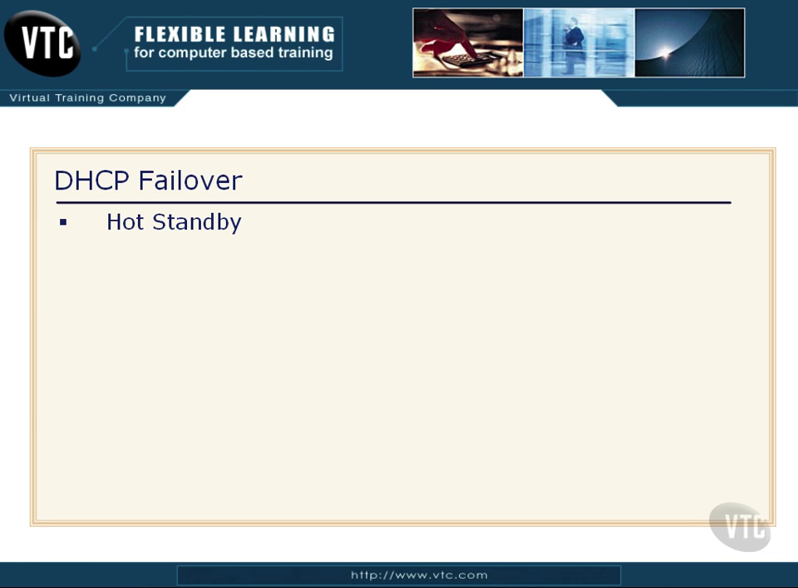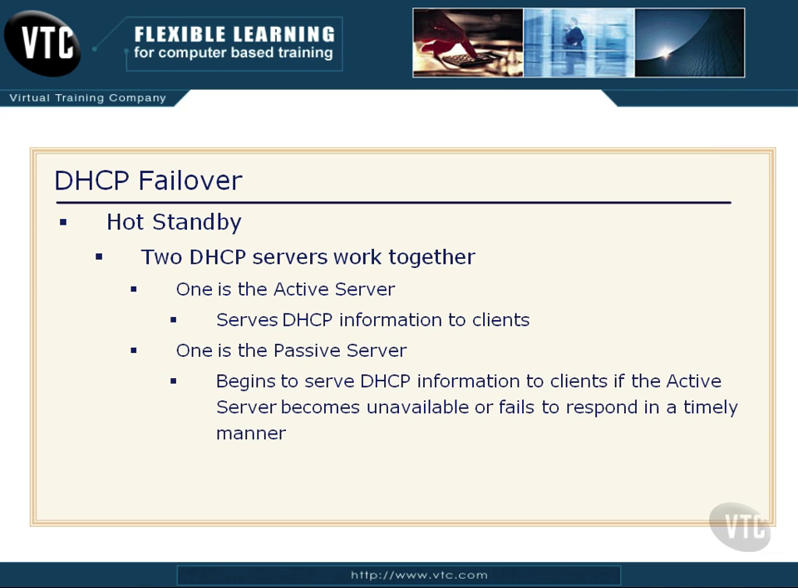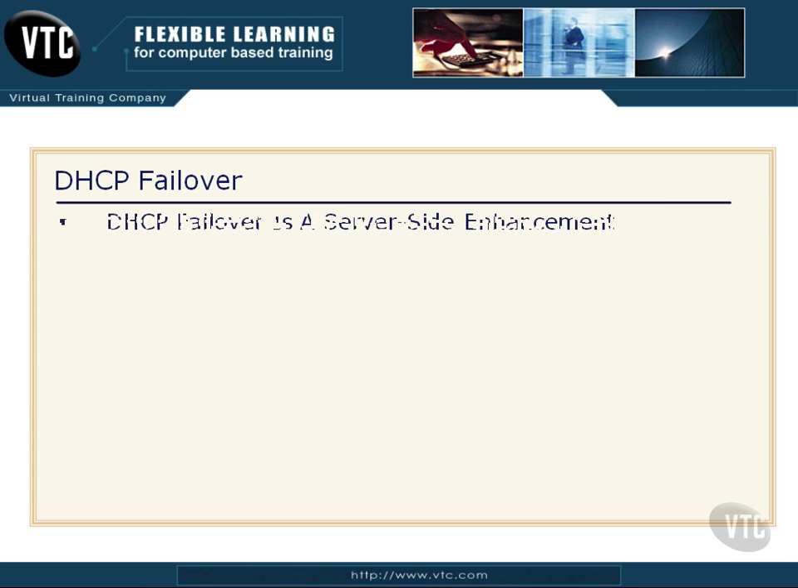Now, a hot standby DHCP failover situation is one where 2 DHCP servers work together in more of what we would call a traditional cluster type environment. One of the DHCP servers is designated as the active server, and it hands DHCP information out to clients. The other server is the passive server. It doesn't hand out information to clients. It just sits there and watches the action, and it will start to serve DHCP information to the clients if the active server becomes unavailable, or if it fails to respond in a timely manner, then it'll jump into action.